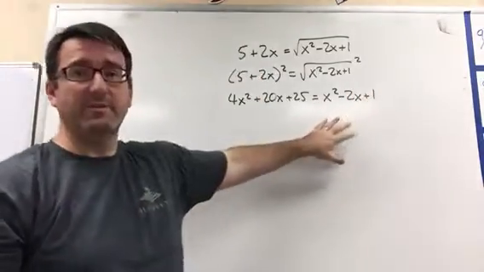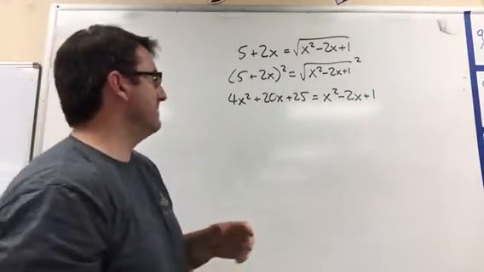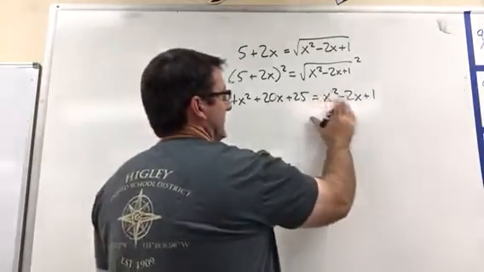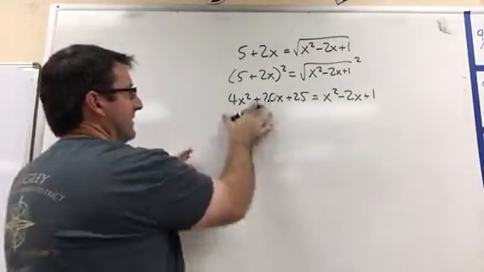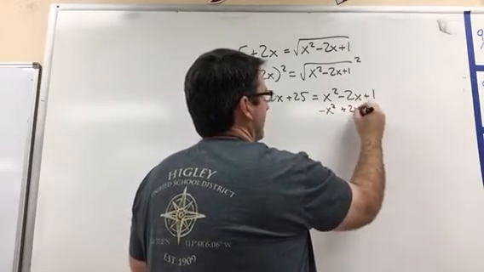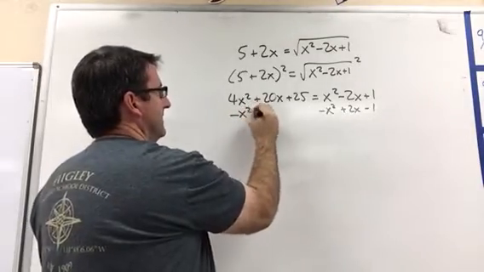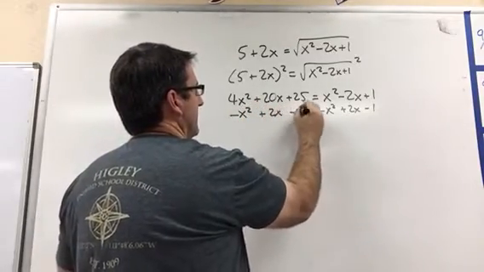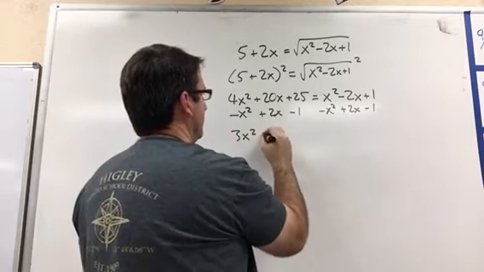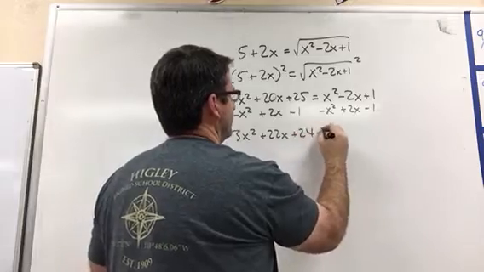All right, now since we've got both x squared and x terms here, we're going to need to get this equal to 0. So let's get everything from this side over to here. So let's subtract x squared. We'll add 2x, and we'll subtract 1. And we'll do that from both sides. And over here we're left with 3x squared plus 22x plus 24 is equal to 0.